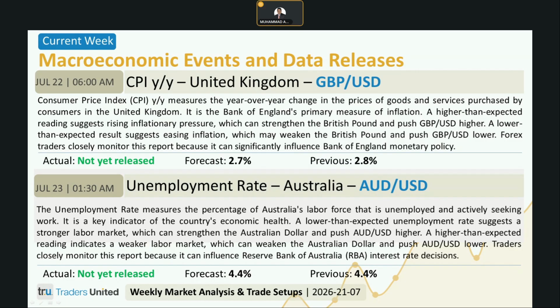Now the event details. The previous reading was 4.4%, and the upcoming forecast for the unemployment rate figure is also 4.4%. Actual data not yet released, but it is going to be released on July 23rd at 1:30 a.m. UTC time.